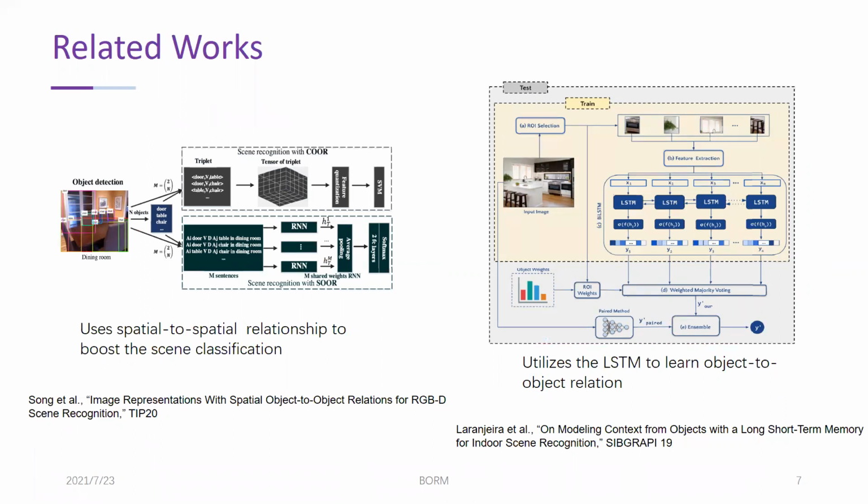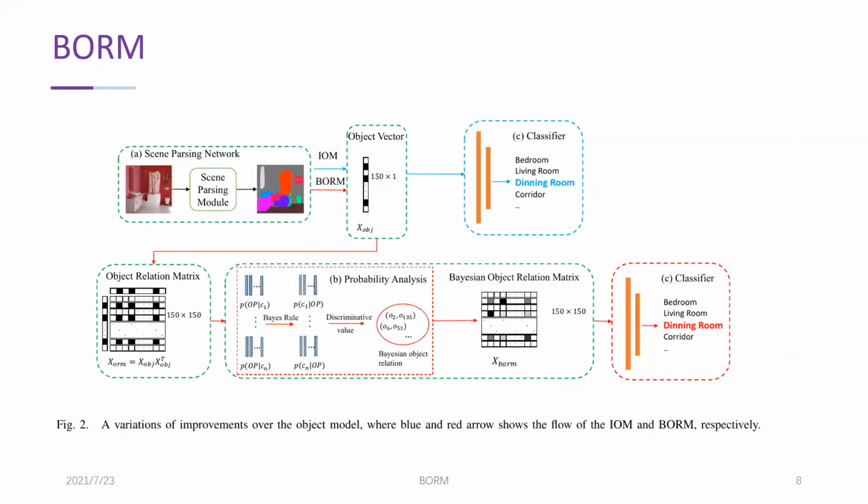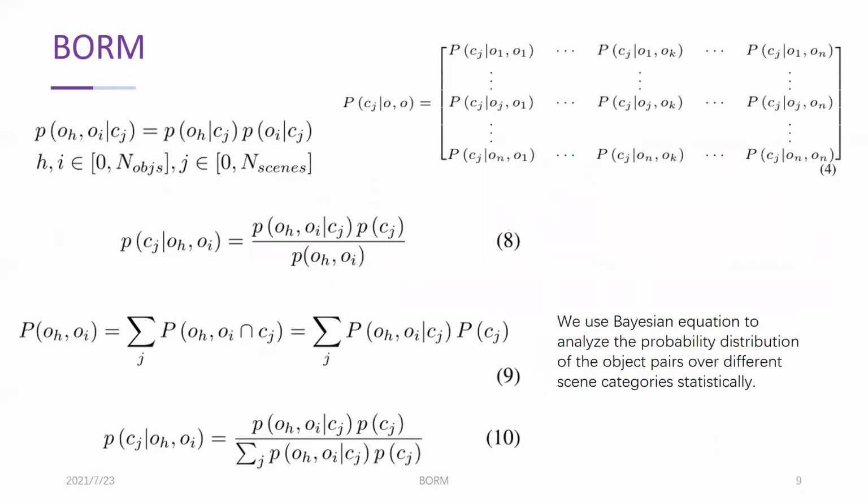In summary, both of them have not studied object-to-object relation in a Bayesian probabilistic manner that statistically lists the relation among object pairs over various scenes. In this paper, we propose a Bayesian object relation model that explicitly models the relations of object pairs among various scenes, in which we highlight the scene-specific object pair while suppressing the scene-common object pair for scene recognition. We use Bayesian equation to analyze the probability distribution of the object pairs over different scene categories statistically.